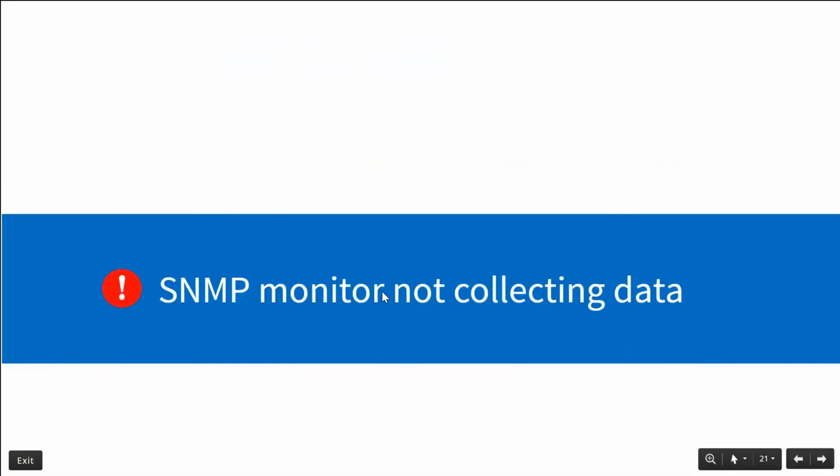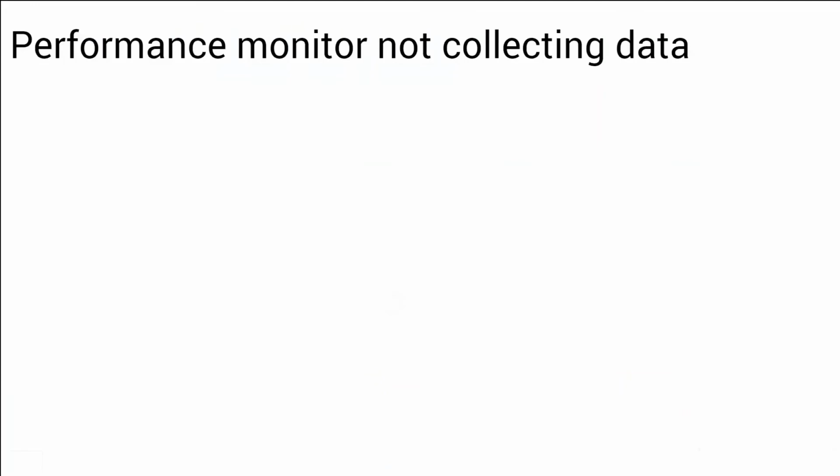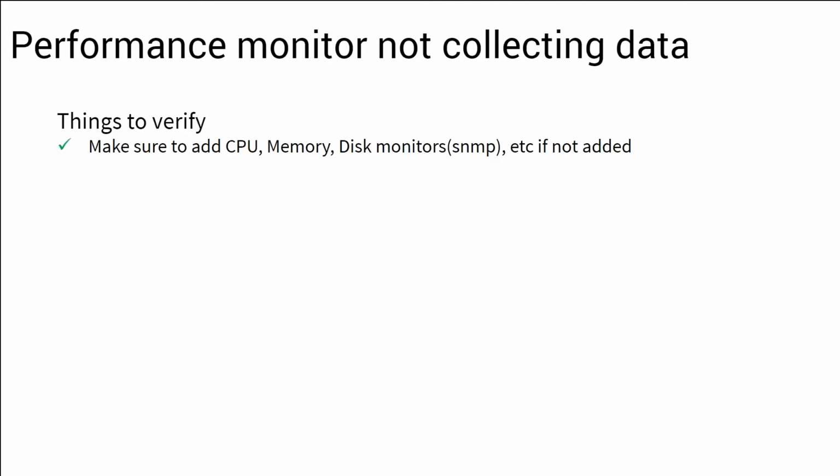And let's come to the last portion of our presentation, the SNMP monitor not collecting data. This is a typical support case we see. So what do I have to do if a performance monitor is not collecting the data? What are the things that I need to verify? Make sure that the CPU, memory, and the temperature monitors are added for the respective device. Some of you missed this, and you check the report and the report is not available.